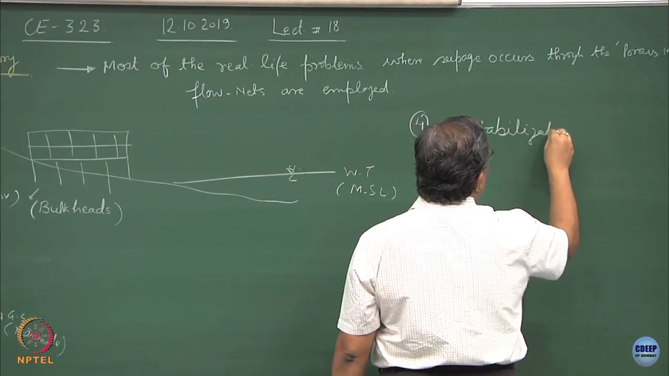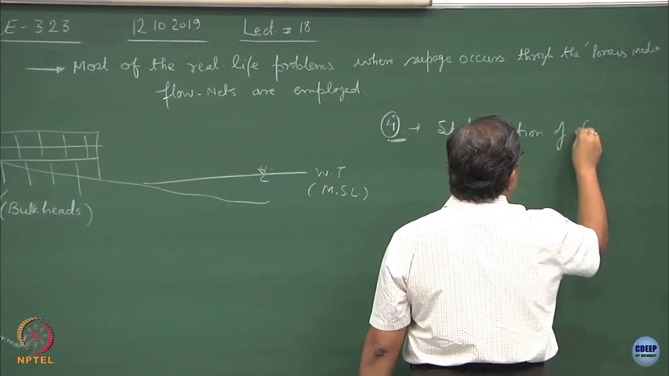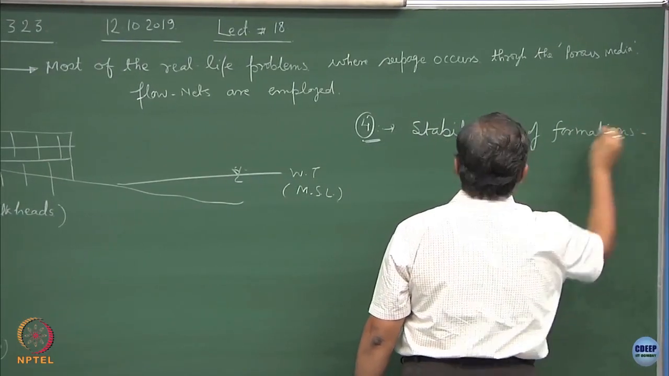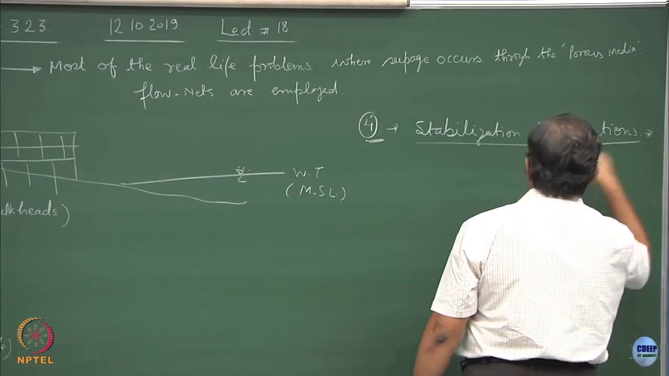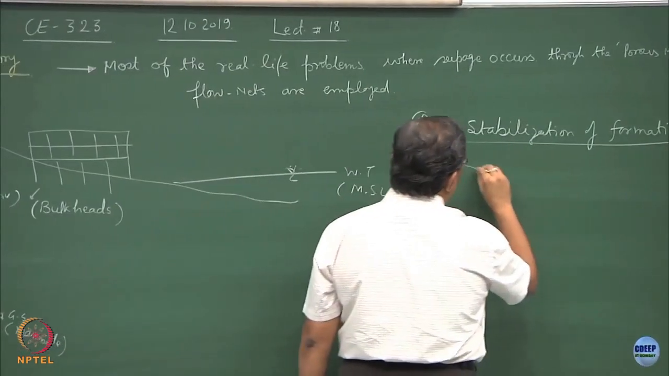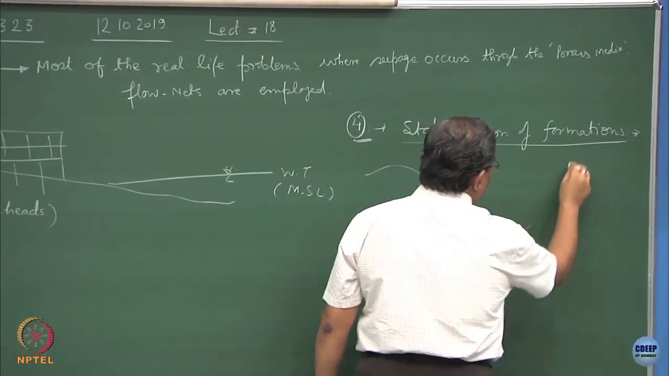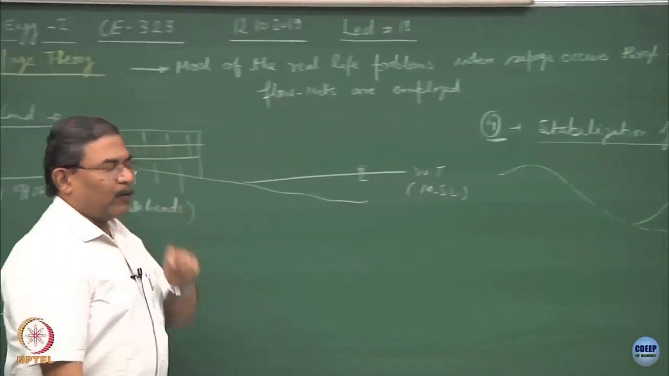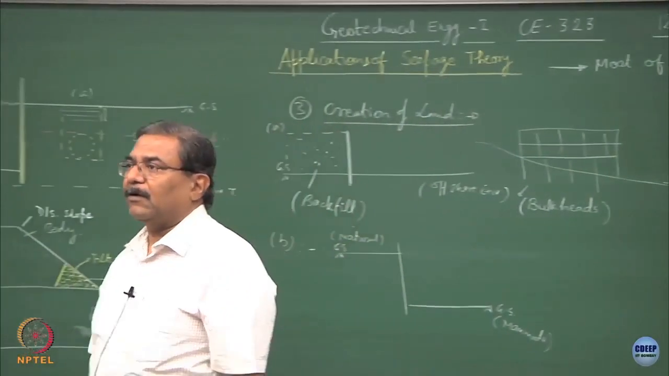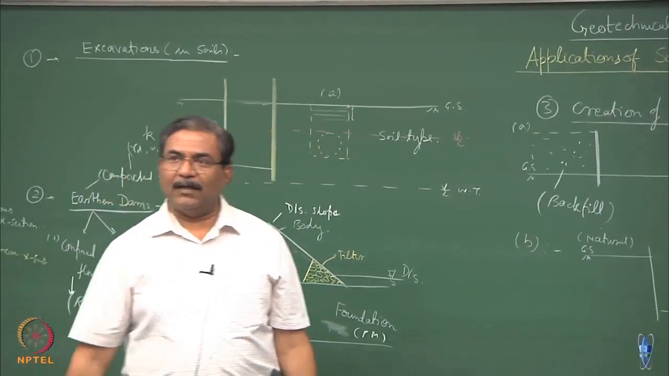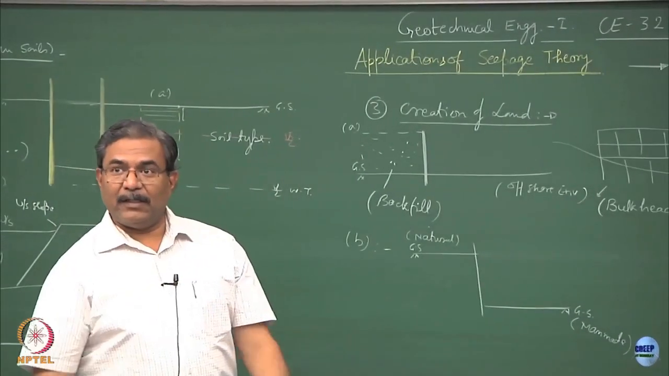stabilization of formations. Now, these formations are natural formations. So, suppose I give you a situation like this, this is a series of hillocks, and when you want to do expansion, either roads have to be built there, or railway lines, or pipelines, or tankers, or storage tanks have to be built there.